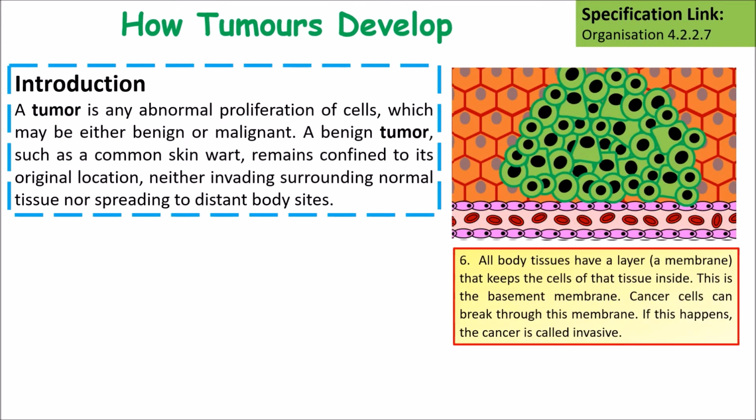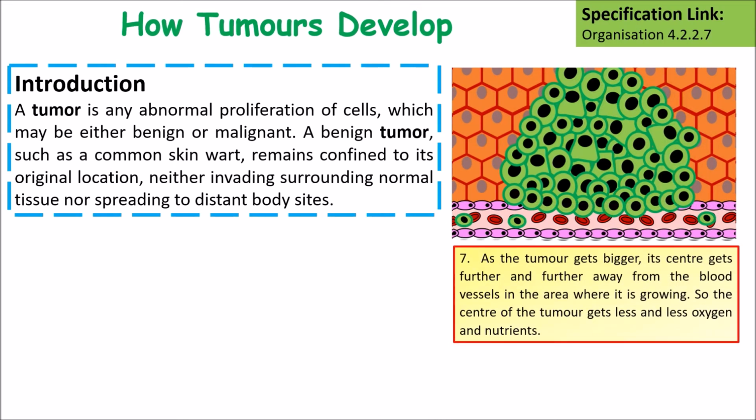All body tissues have a layer, a membrane, that keeps the cells of that tissue in place. This is called the basement layer. Cancer cells can break through this membrane, and if this happens, then the cancer is called invasive.